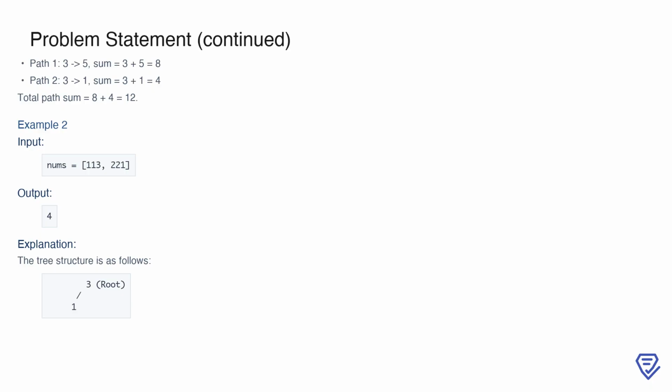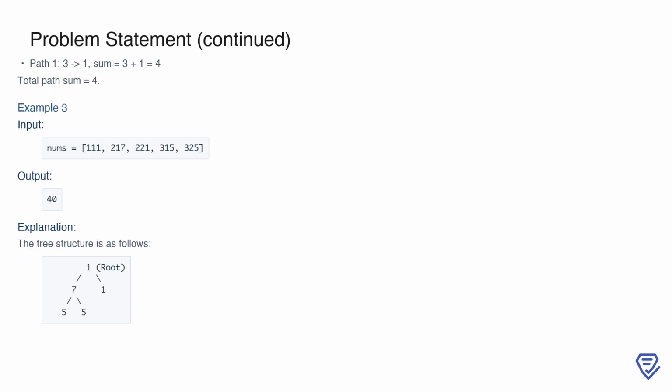Now let's consider another example to further solidify our understanding. If the input is nums equals 113, 221, the tree structure changes slightly. Here, the root is still a node with value 3, but there is only one child node, located to the left, with a value of 1. This is because the input only specifies these 2 nodes. In this case, there is only one root-to-leaf path, which is 3-1. Adding the values along this path, we get a sum of 3 plus 1 is equal to 4. Since there is only one path, the total path sum is simply 4.